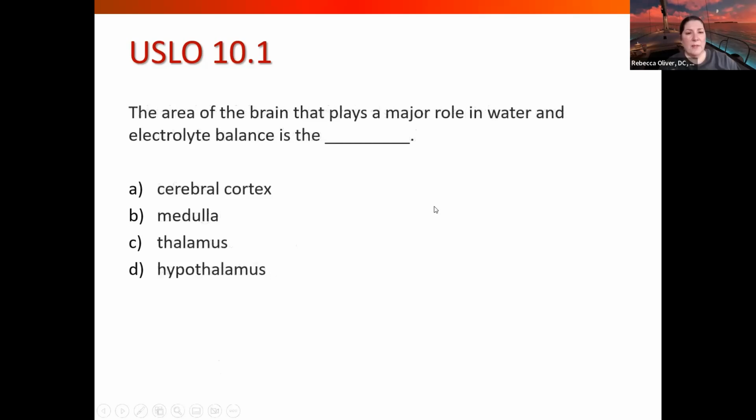The area of the brain that plays a major role in water and electrolyte balance is hopefully the one you remember is deeply involved in homeostasis, which would be our buddy, the hypothalamus.